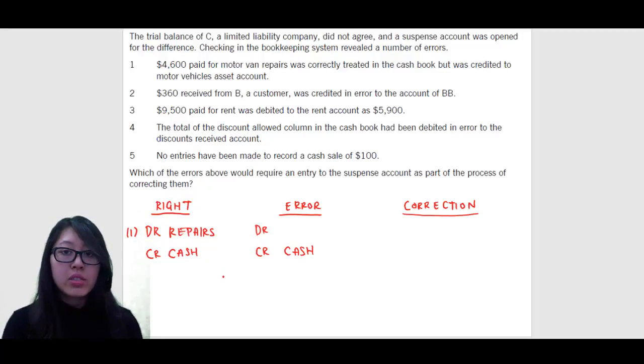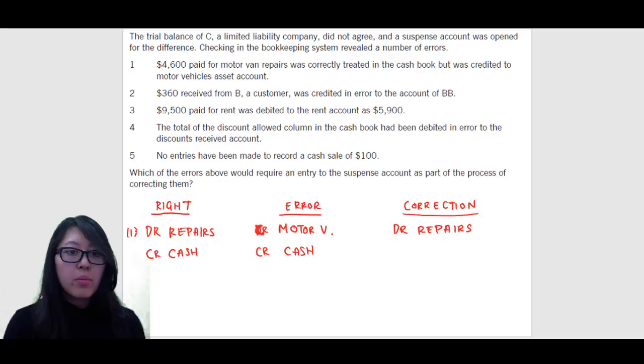It would follow the right double entry, but the error was that it was credited to the motor vehicles asset account instead. So there is no debit entry. They're both credit entries. So this is going to the motor vehicles asset account. So we will need to debit the repairs to input the right adjustment, right? Because that's the right entry. We should debit repairs. And now we need to reverse the motor vehicle entry. So because it has been credited before, we will now need to debit motor vehicles.